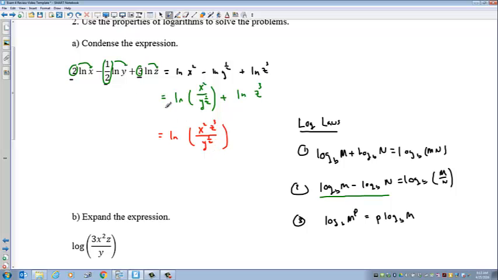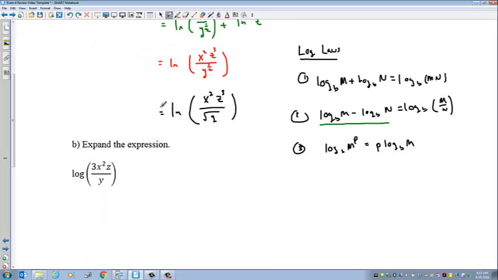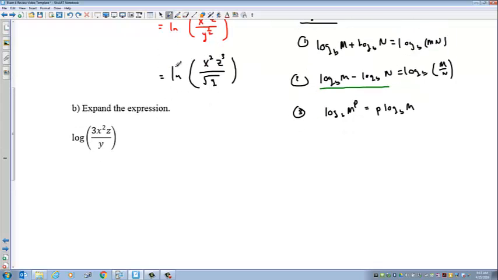And you can leave it like that, or if you want to, you can take care of that fractional power and rewrite it as ln of, we have x squared z cubed, and then instead of writing it to the 1/2, we'll write the square root of y. And that can be my final answer. Either one is good. I don't really care which one you give me. As long as you apply these rules in the correct order, you'll be just fine. Okay, so that's condensing a logarithmic expression.